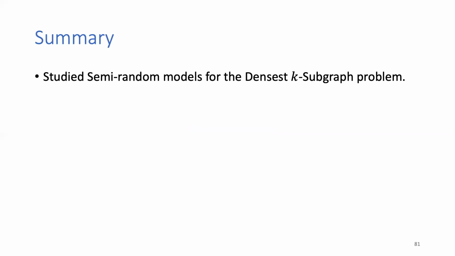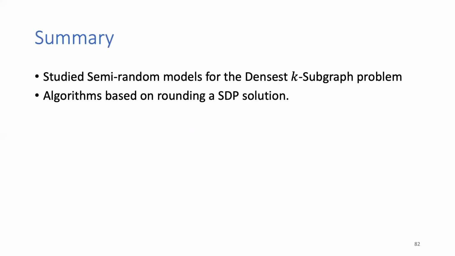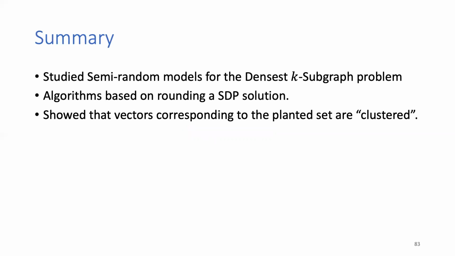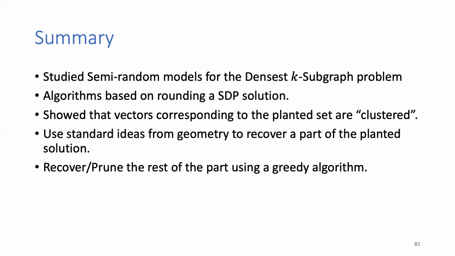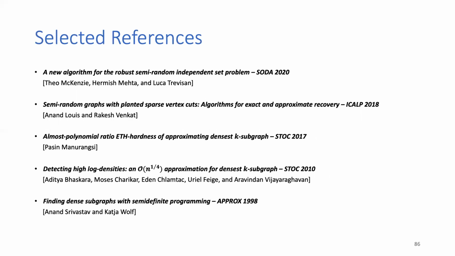We studied semi-random models for the densest k-subgraph problem. The algorithm was based on rounding an SDP solution. We showed that the vectors corresponding to a planted set are clustered, and used standard ideas from geometry to recover a part of the planted solution. For the rest, you prune the set slightly to fix it. And these are some of the important selected references.